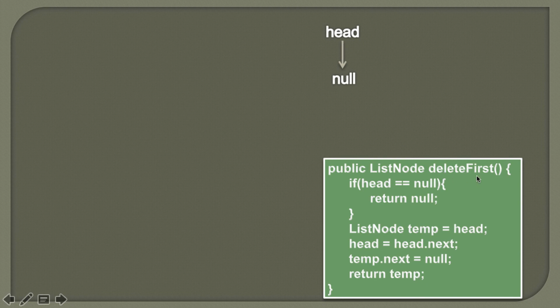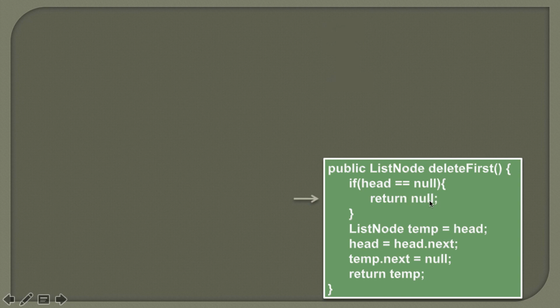If we call delete first again, we first check whether head is equal to null or not. Here you can see that head is now equal to null, therefore this condition comes out to be true. And as there are no nodes left to be deleted, we simply return null.